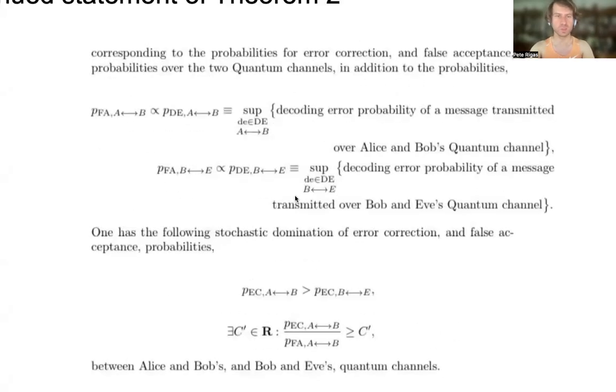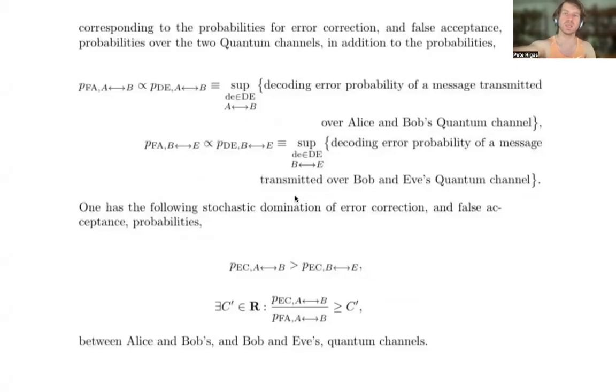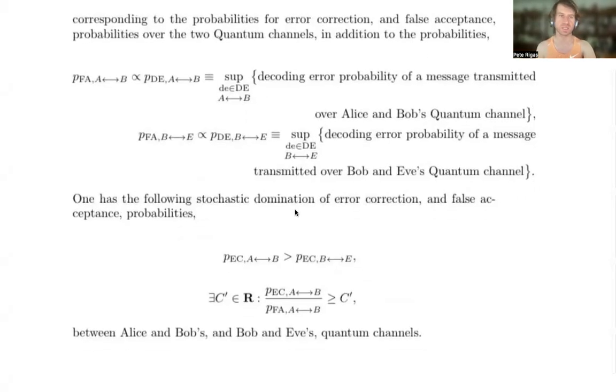And the continued statement of theorem 2, again, just to provide a broad statement in the last presentation of the series for the main results, like we have been discussing in the previous presentations of the series, is that the probability of false acceptance over Alice and Bob's shared quantum channel is proportional to, and related to and correlated to, some instances of the probability of a decoding error occurring over their channel, which is identically equal to the supremum over all instances of decoding errors over Alice and Bob's shared quantum channel, namely of the decoding error probability of a message transmitted over Alice and Bob's quantum channel, as well as just a straightforward counterpart to these two probabilities, instead defined over the shared quantum channel between Bob and Eve.